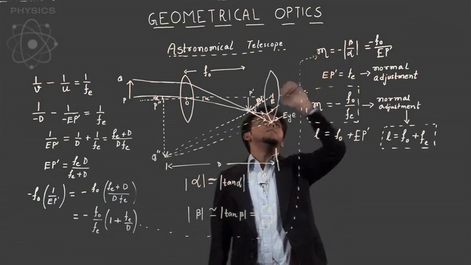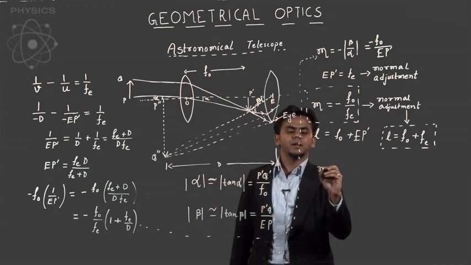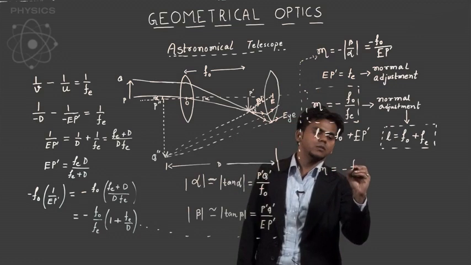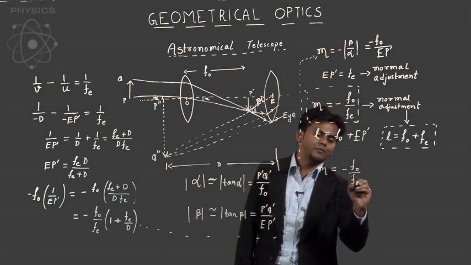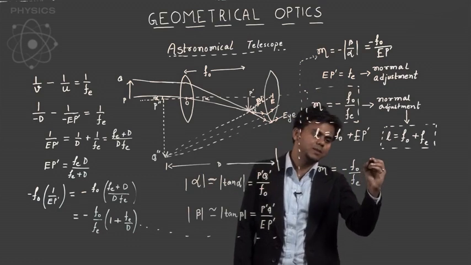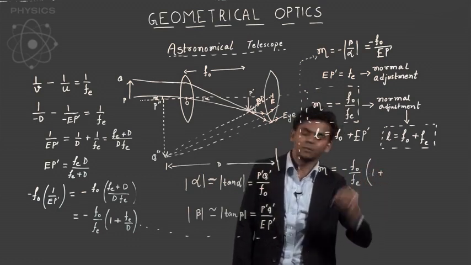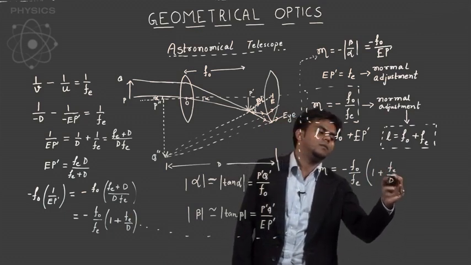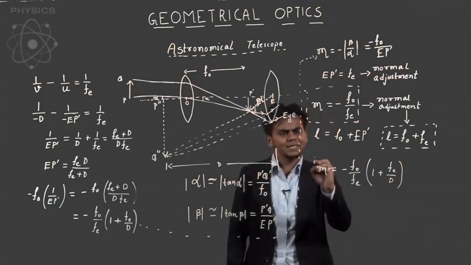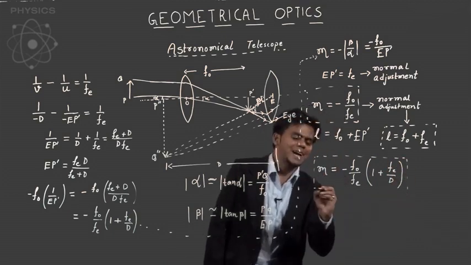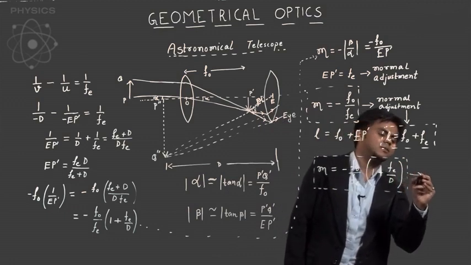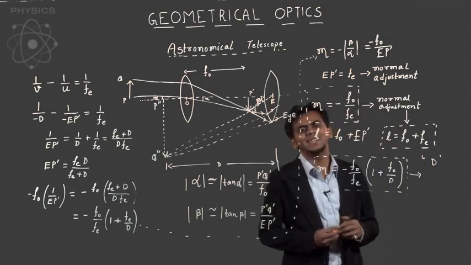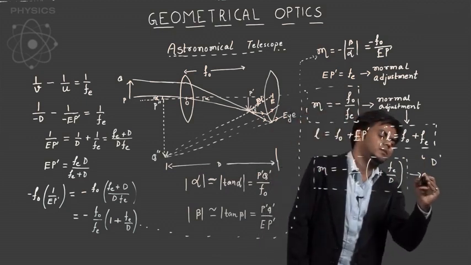in here, right? If you use that, your M would be coming to be equal to minus FO by FE, ratio of focal lengths of objective and eyepiece, into 1 plus FE by D. And this is the case for, as discussed earlier, what is known as D adjustment, or the case when the image is perceived to be at the least distance of distinct vision. D adjustment.